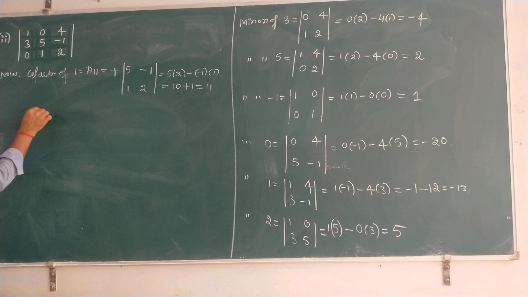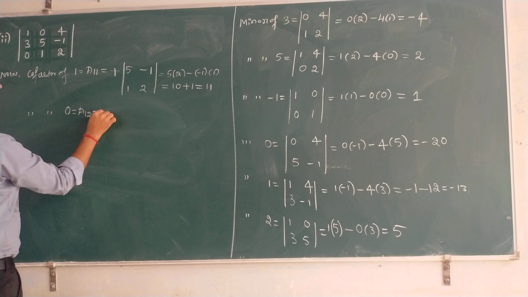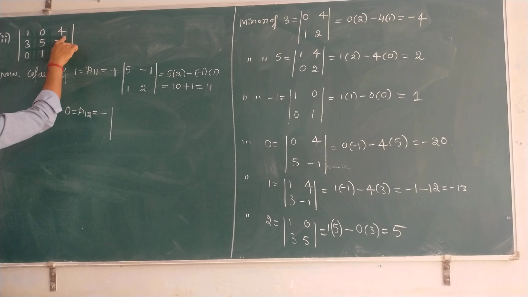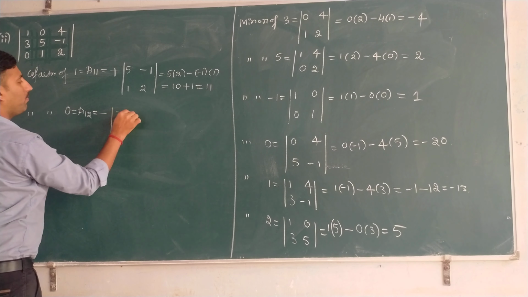After that, cofactor of 0 is equal to A12, and the position sign is minus. We have to eliminate the row and column, leaving 3 minus 1 0 2. What are the elements? Minus as it is, 3 into 2 minus of minus 1 into 0, which is nothing but minus 6. 3 into 2 becomes 6, so minus 6.